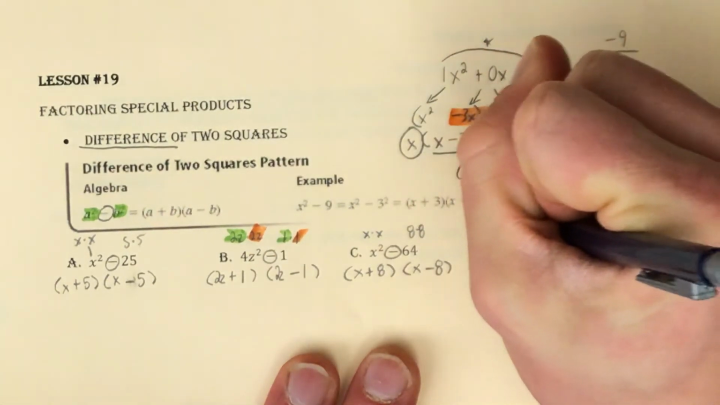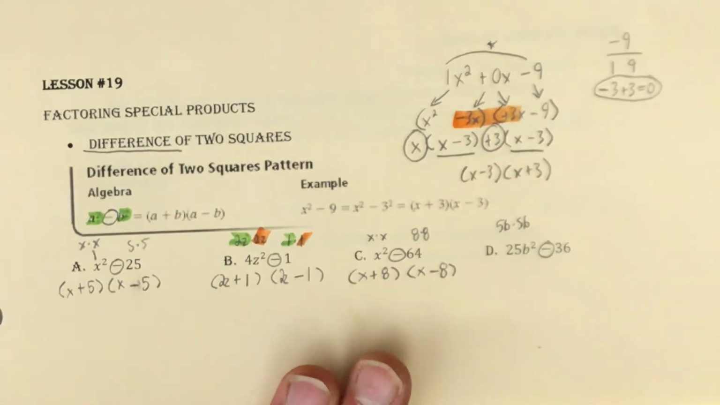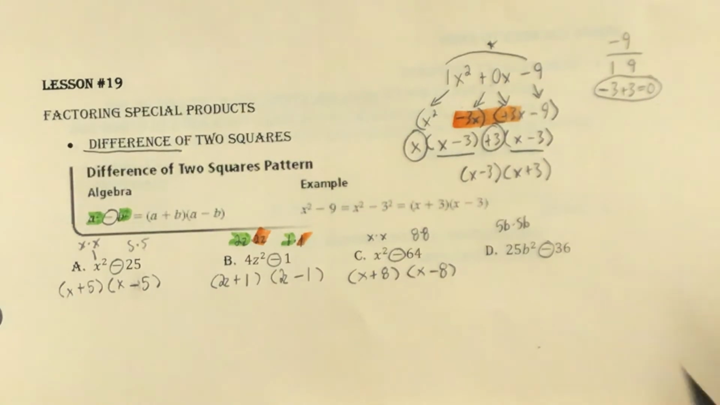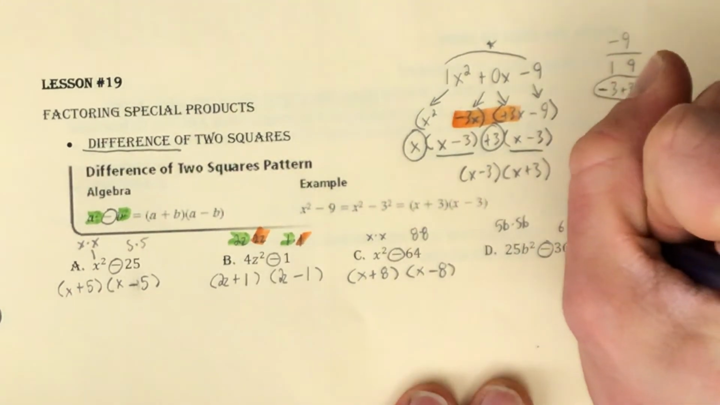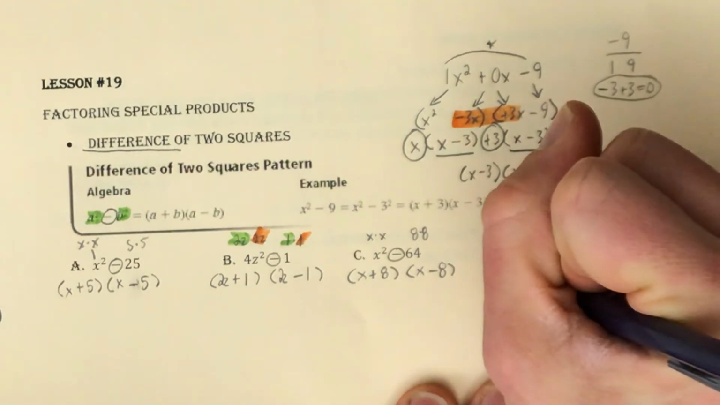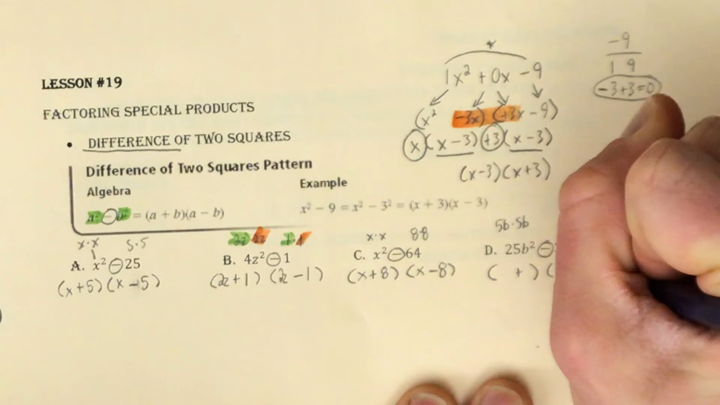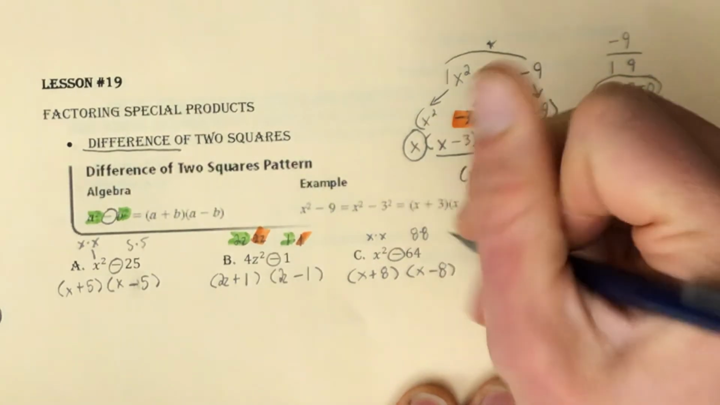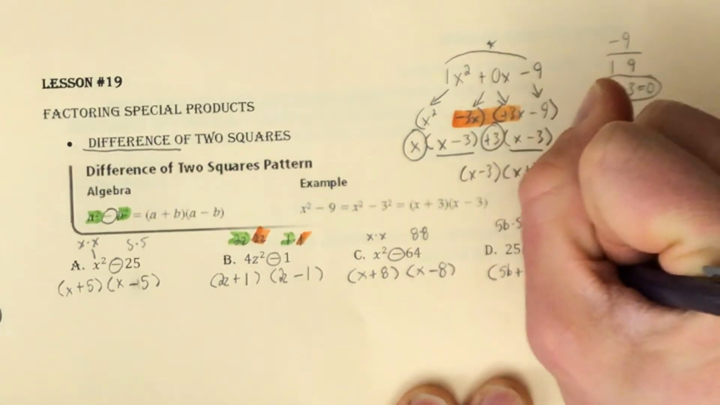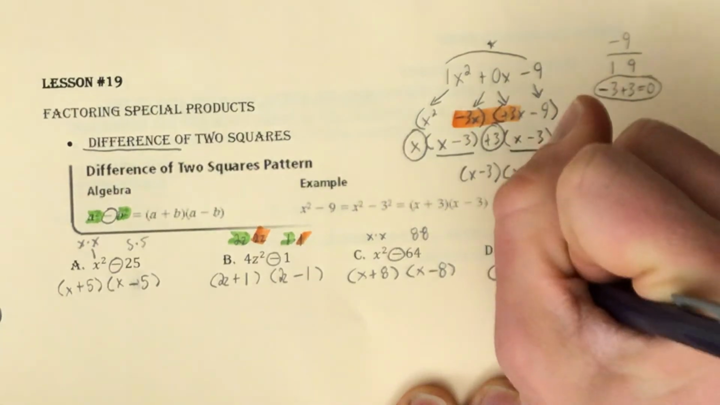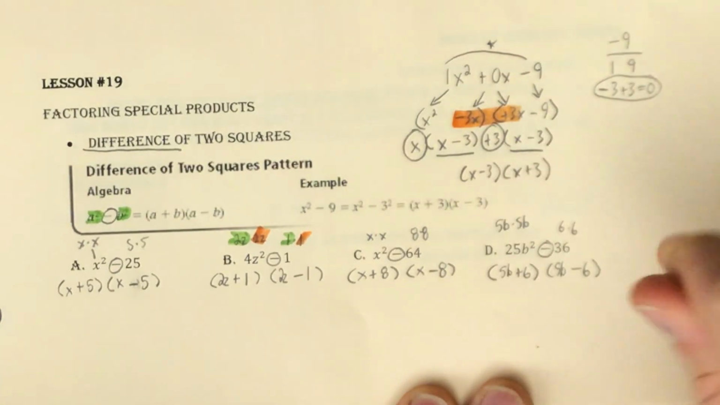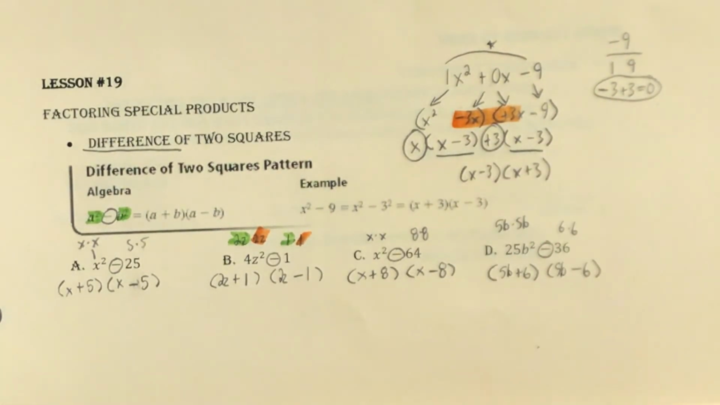So 5b times 5b would get me to 25b squared. 36, that is also a perfect square. That means 6 times 6. So again, parentheses would be a plus and a minus. My first term of each one is going to be 5b. My second term of each one is going to be 6. And there we are, 5b plus 6 times 5b minus 6.